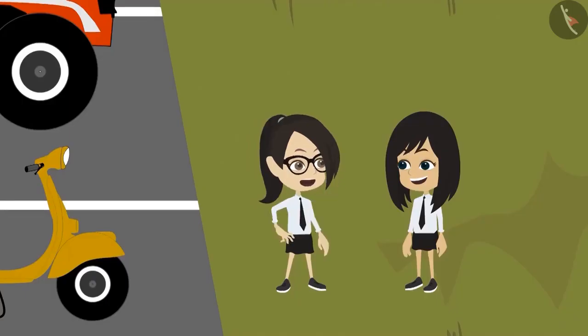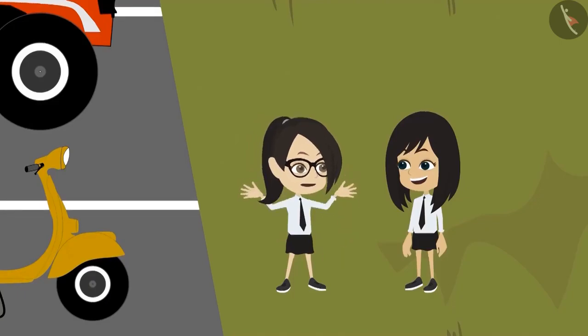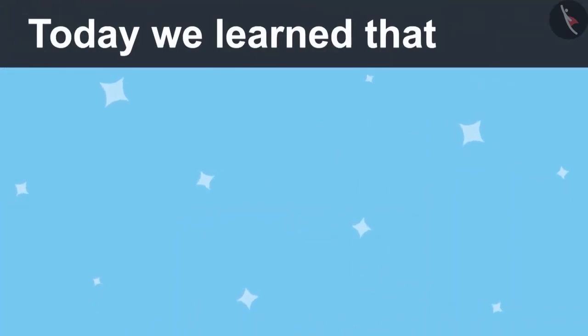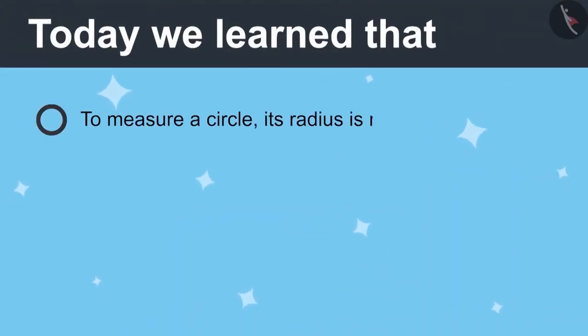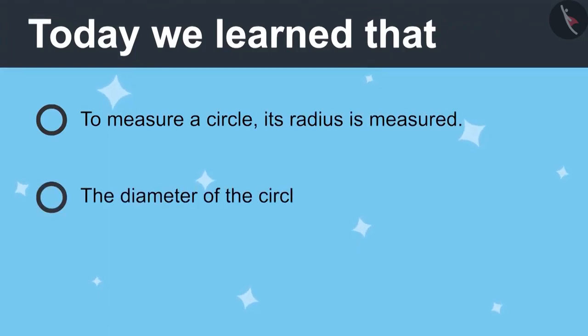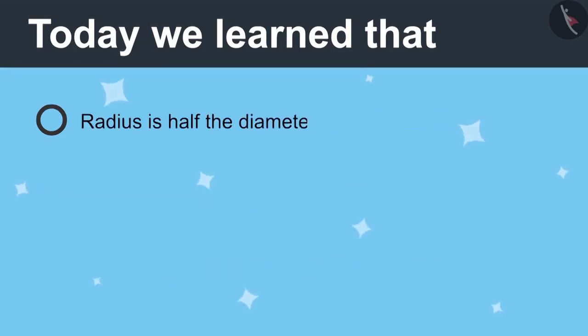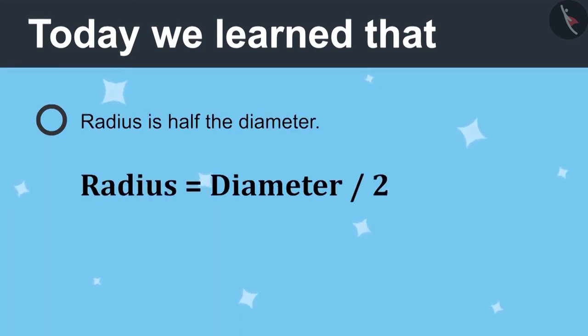We took the measurement of all the wheels and now let us tell sir. Let's go. Today we learned to measure a circle, its radius is measured. The diameter of the circle is twice its radius. Diameter is equal to radius multiplied by 2. Radius is half the diameter. Radius is equal to diameter divided by 2.